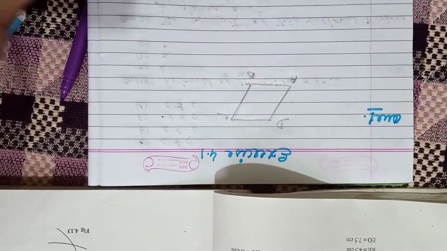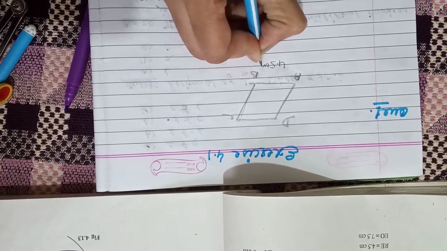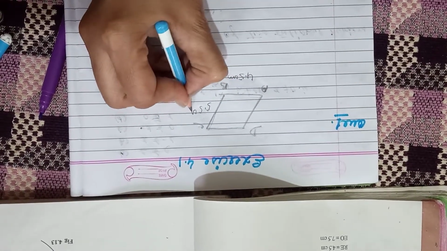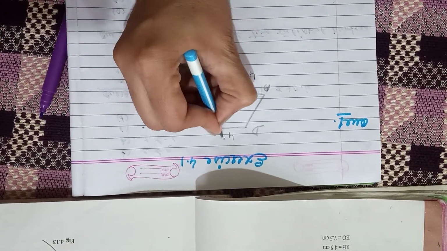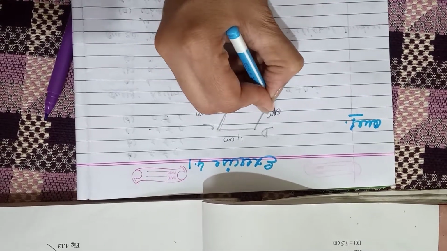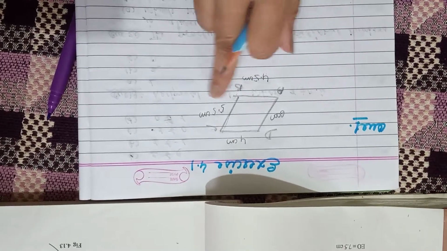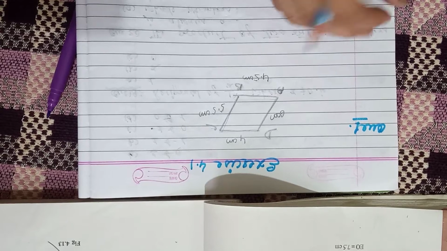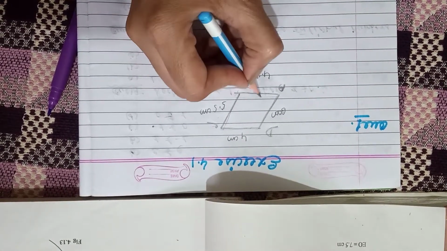And here the length of AB is given. AB is 4.5 centimeter. BC is equal to 5.5 centimeter. CD is equal to 4 centimeter. And AD is equal to 6 centimeter. This is the rough diagram. It is not the exact length, it is not the accurate length. We can draw the rough diagram first, and then take the idea of how to draw it. And the diagonal is given.